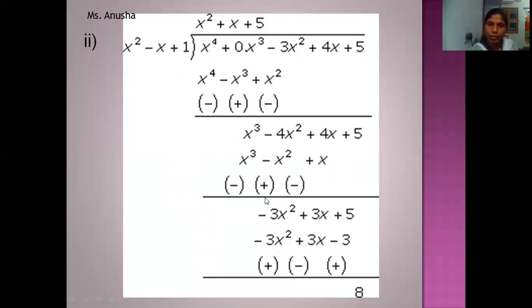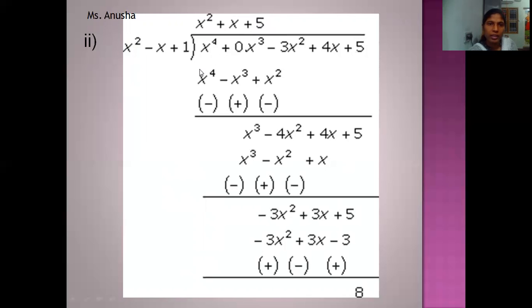Taking the first term of the polynomial, minus 3x square, we have to divide it by the first term of the divisor polynomial, that is x square. So minus 3x square divided by x square is equal to minus 3. You have to put this minus 3 here. Sorry, here plus 5 is there. It's not plus 5, it's minus 3.